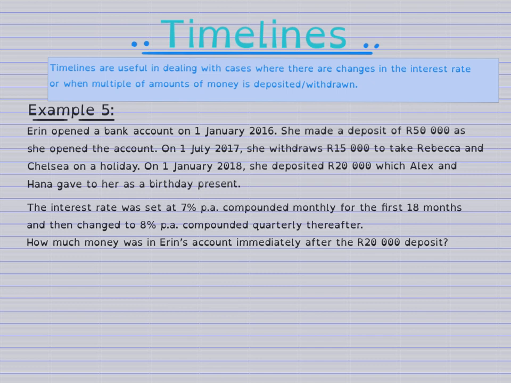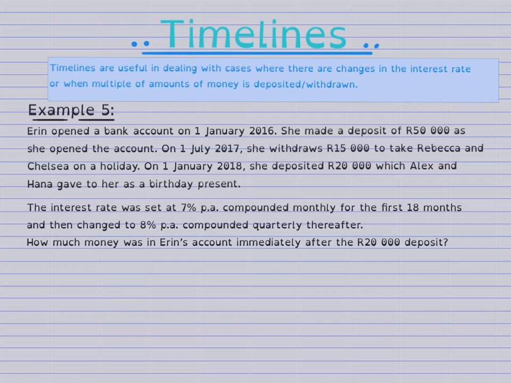So I know straight away you're looking at this slide and thinking, oh my word, there is already so much going on. What on earth is a timeline? So a timeline is something that is going to make our lives simple, grade 12s. It's going to take all of this mess and condense it into this very simplistic diagram. So timelines are useful when dealing with cases where there are changes in the interest rate or when multiple amounts of money are deposited or withdrawn.